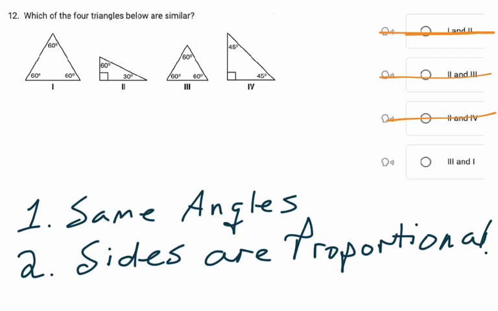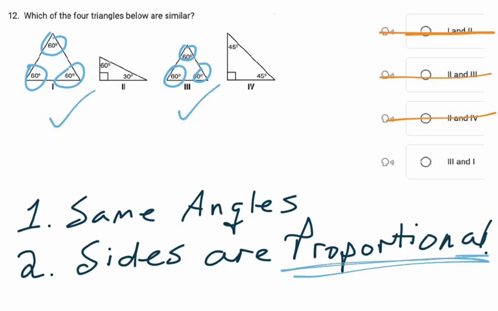3 and 1. 3 is here. We've got all 60 angles. I did that kind of messily, but you see the 60, 60, 60. And 1, 60, 60, 60. We actually didn't even need to worry about the proportional part of it, all right? We checked the angles, and we're good to go on that one. D is the best answer, but remember, similarity, okay? The angles have to be identical, and then proportional sides.